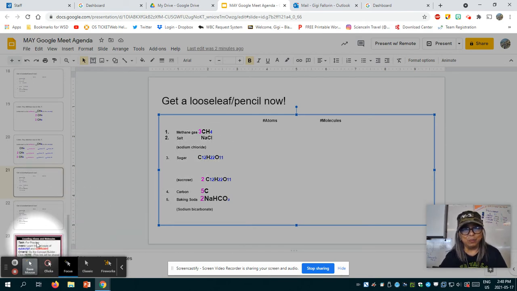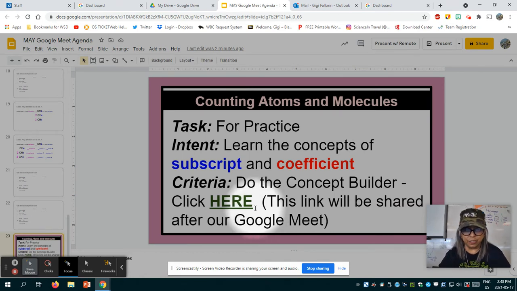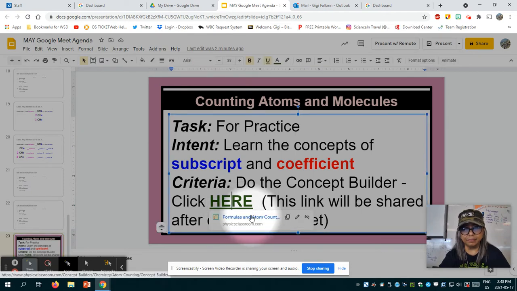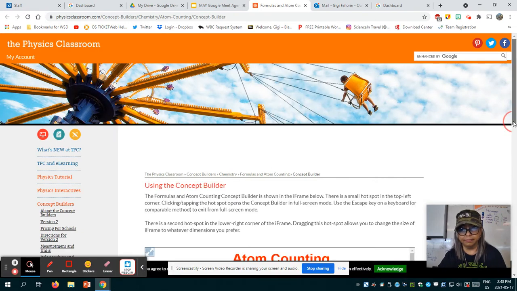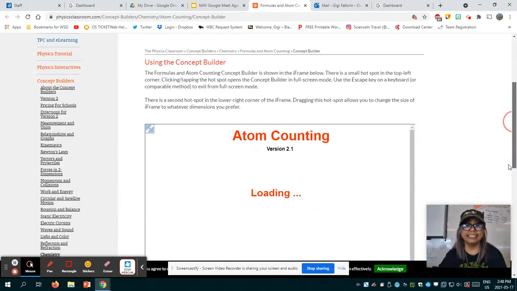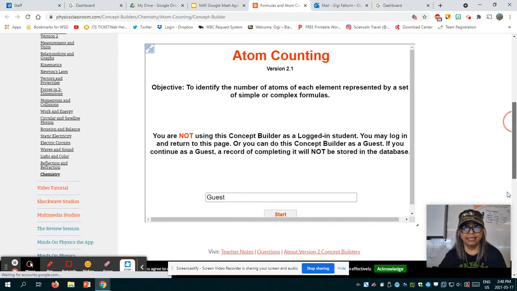What do I mean by that? So I'm going to introduce you to a concept builder, and I'm going to share this link shortly after our Google Meet. So if I'm going to click this, you would be presented to an online exercise app, if you might want to call it as an app. So the whole point or the whole idea would be for you to be able to get a better idea of counting the atoms and the molecules, right?